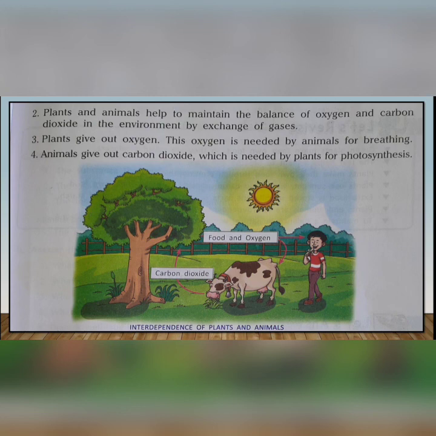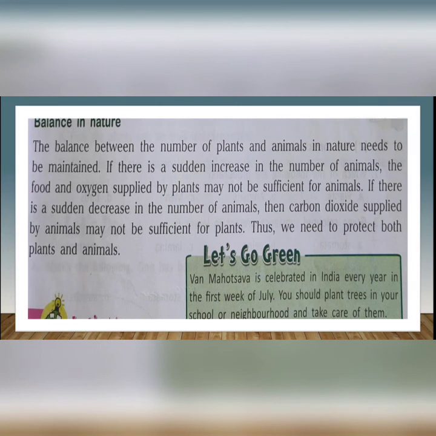Then the next is that plants and animals maintain the balance of oxygen and carbon dioxide in our environment by exchange of gases. And the third point is plants give out oxygen, which is needed by animals for breathing, and animals give out carbon dioxide, which is needed by plants for photosynthesis. So these are the points which show the interdependence of plants and animals.